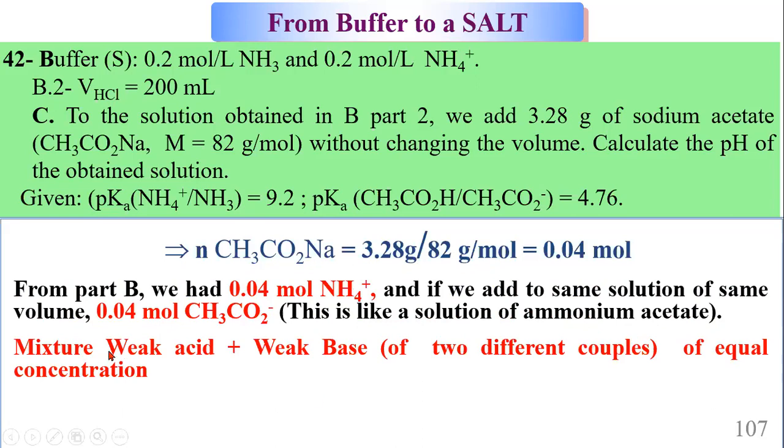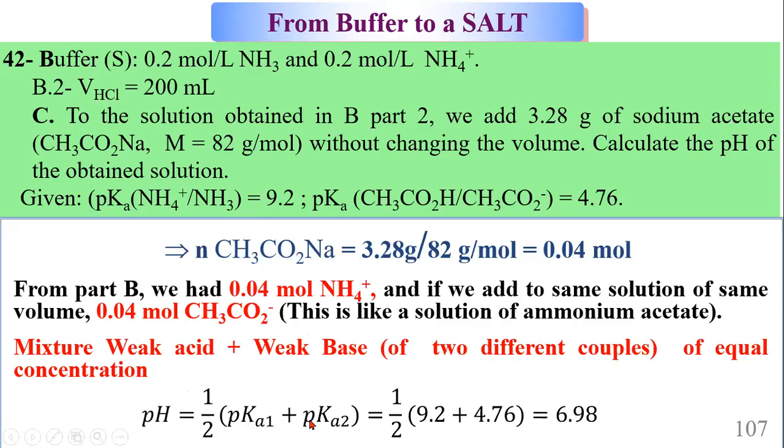And this is actually a simple mixture of a weak acid and a weak base, but of two different couples of equal concentration. And remember, when we have this type of mixture, or when we have a salt of the same concentration, what do we use? pH equals half (pKa1 plus pKa2). So, the pKa of each of the couples: the pKa of ammonium is 9.2, the pKa of acetic acid is 4.76, and therefore the answer is 6.98. Okay, so it's as if I simply have a salt of ammonium acetate, or a weak acid and weak base of the same concentrations in solution. I use the same equation.